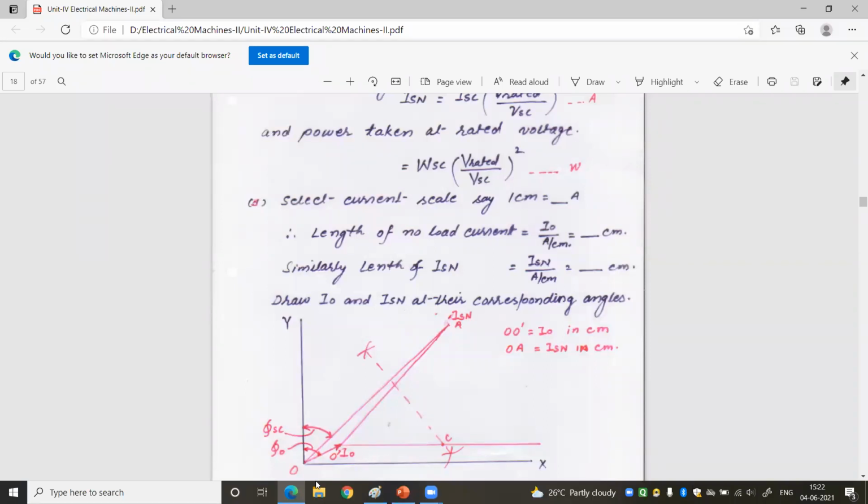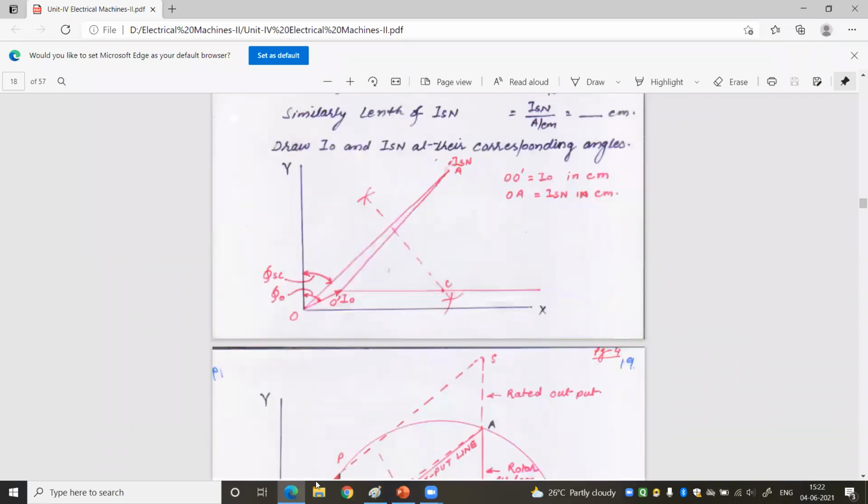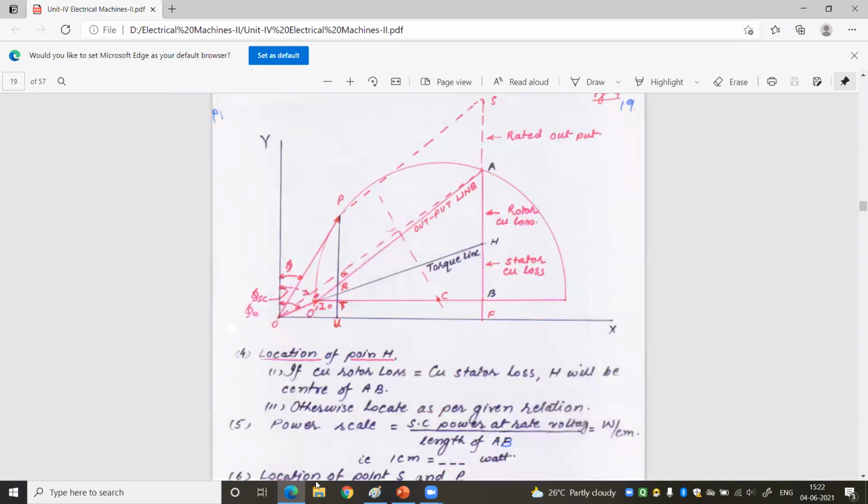Now this line O to O dash is the output line. Take the center of the line by the bisection method, wherever it intersects this line. Now C is the center. Take the distance from C to A or C to O dash and draw a half circle. Now once the half circle has been drawn, this line is called the output line.